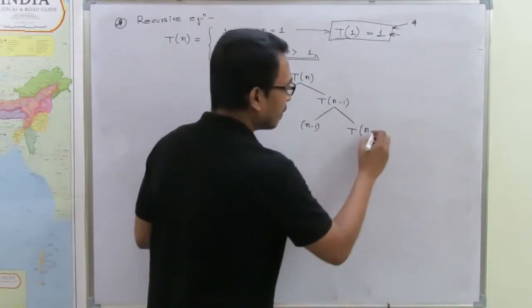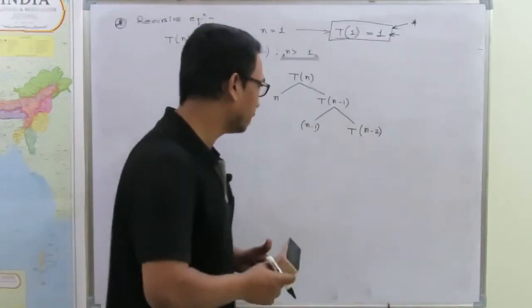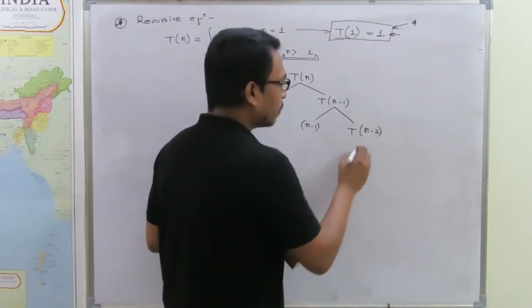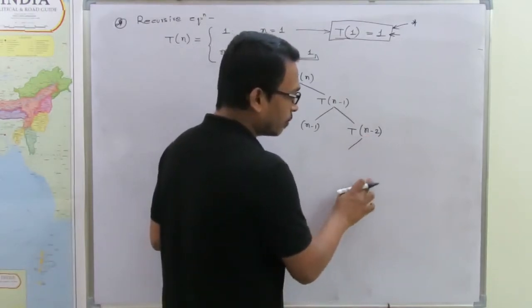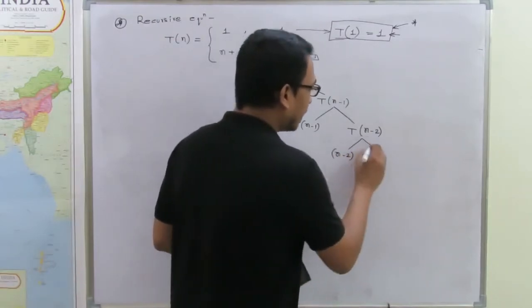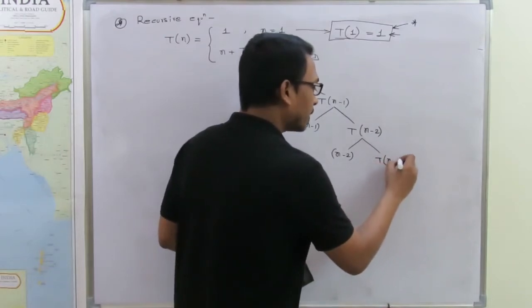Again the number of input is reduced by 1, so it becomes n minus 2. Now again in this case the number of input is n minus 2. That means how much do we need to work? We need to work n minus 2 times, and then the number of input will reduce by 1. That means T of n minus 3 will come.